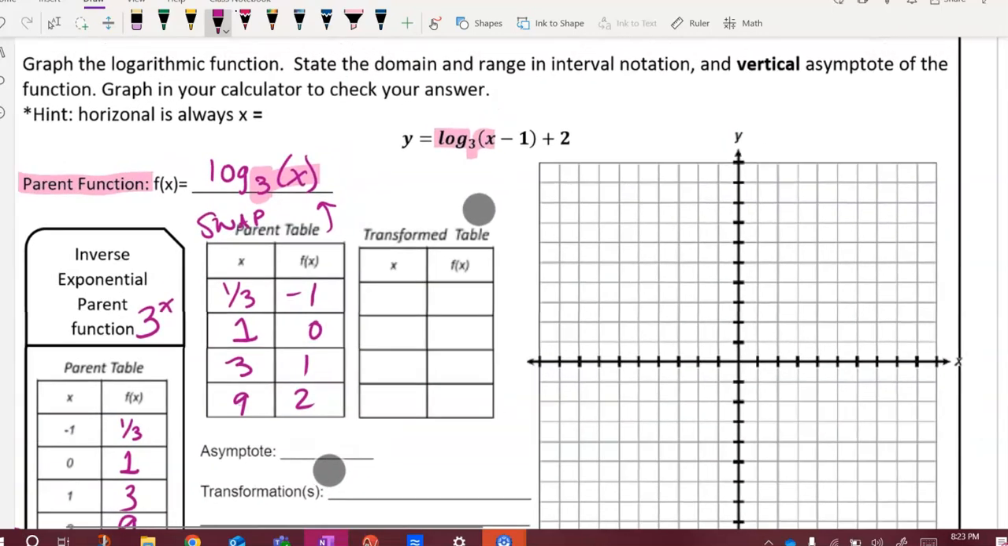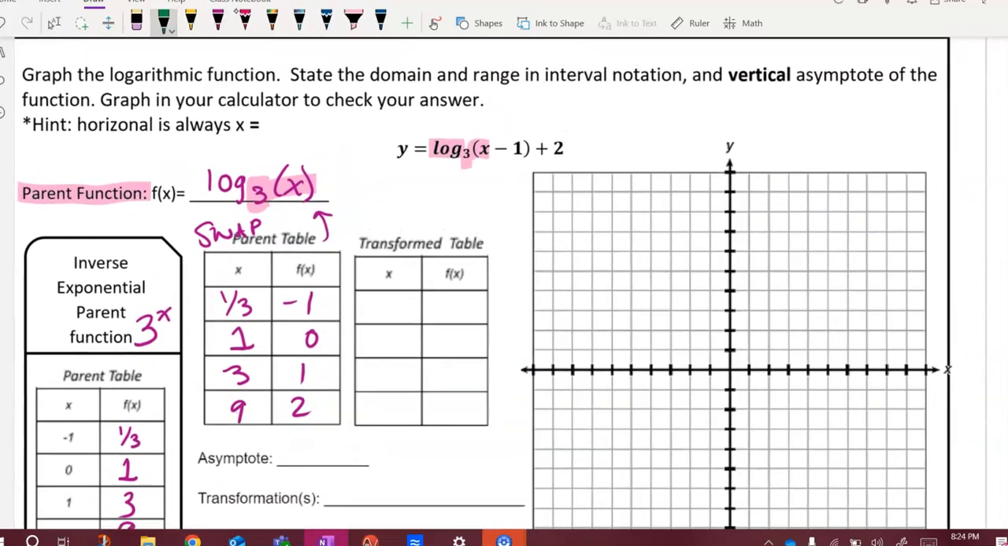All right, now to transform, we need our a, h, and k. So we're looking in front of the log, there's nothing there, so a is 1, which means no change. Now right here, that's our h value. Okay, h, k. So our h, remember x lies. So h is positive 1, which means we are moving to the right. K is positive 2, which means we are moving up.